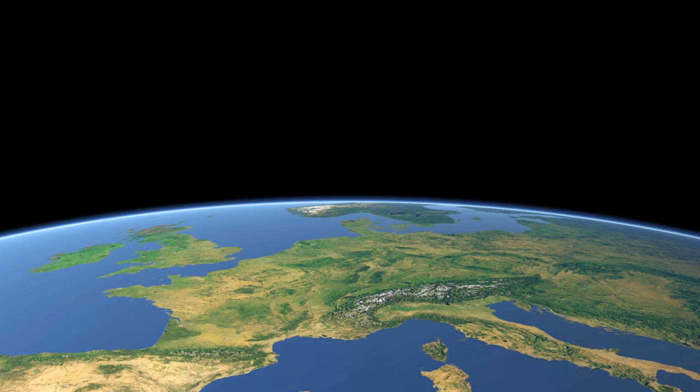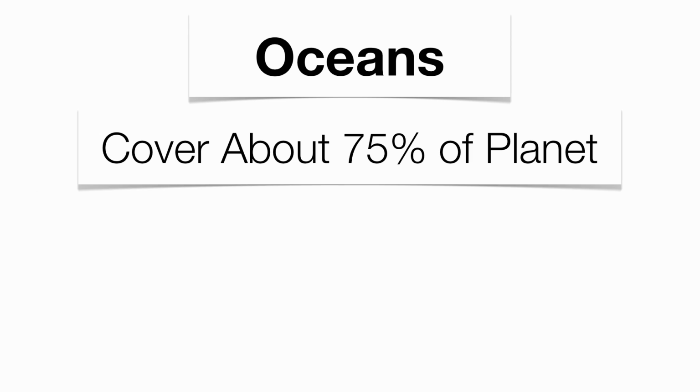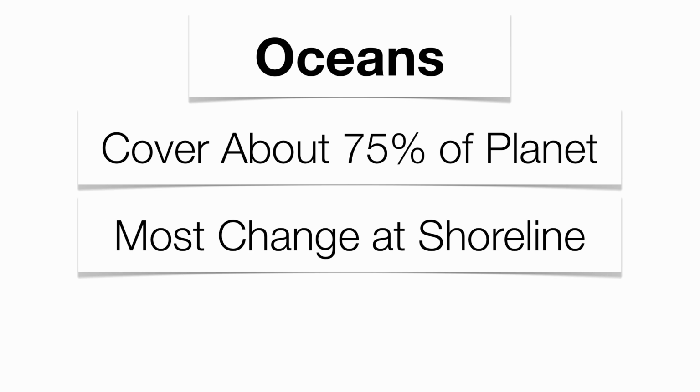Today we're going to talk about the Earth's oceans. Now the Earth's oceans are such a vast feature here on the planet, they actually cover about 75% of it. So 75% of our Earth is covered by salt or saline water. Most of the change within the oceans can be found right along the shoreline, and we'll get into a little bit of that change a little bit later on.